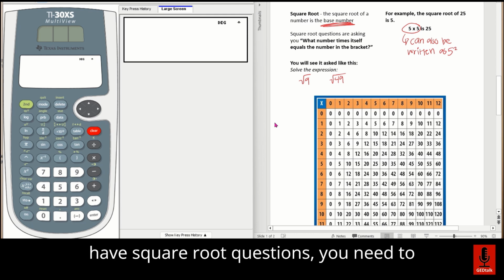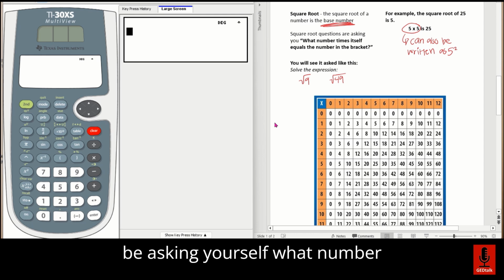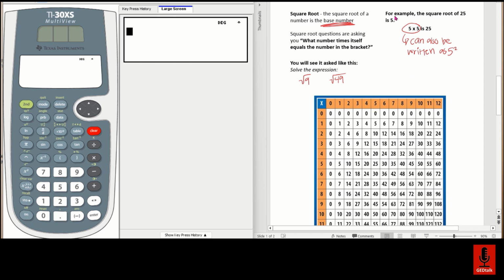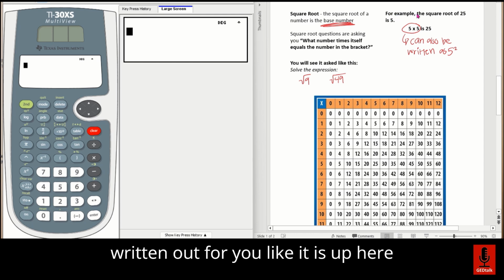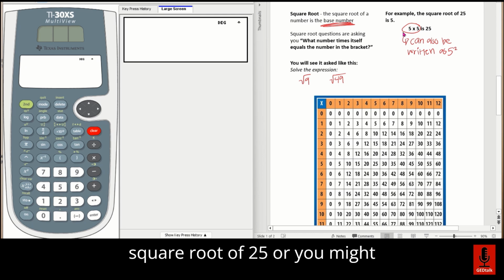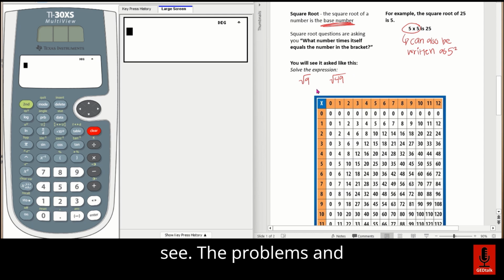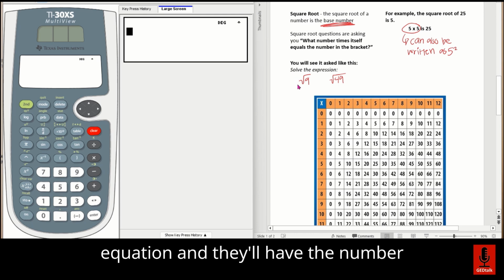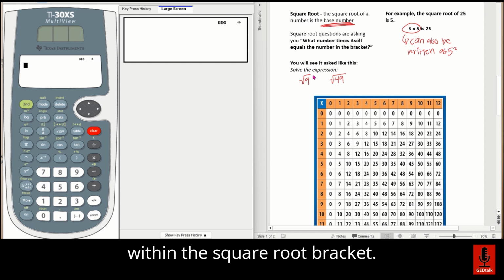So when you have square root questions, you need to be asking yourself, what number times itself equals the number in the bracket? And you might see the expression written out for you like it is up here, where they just write out what is the square root of 25. Or you might see the problems and the directions will say solve the equation, and they'll have the number within the square root bracket.